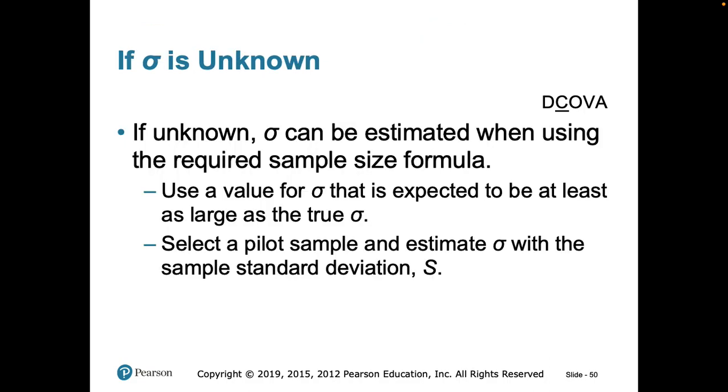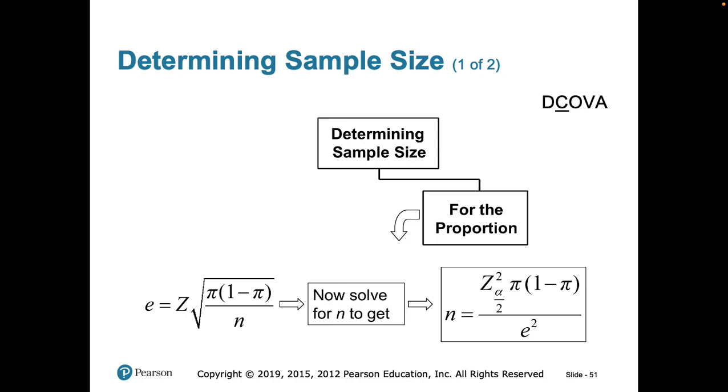So if the standard deviation is unknown, like in most cases it will be, you can also estimate it when using the required sample size formula. What you're going to do is use a value for the standard deviation that is expected to be at least as large as the true standard deviation, and then you select a pilot sample to estimate the standard deviation with the sample standard deviation. So let's take a look and see what that looks like here.